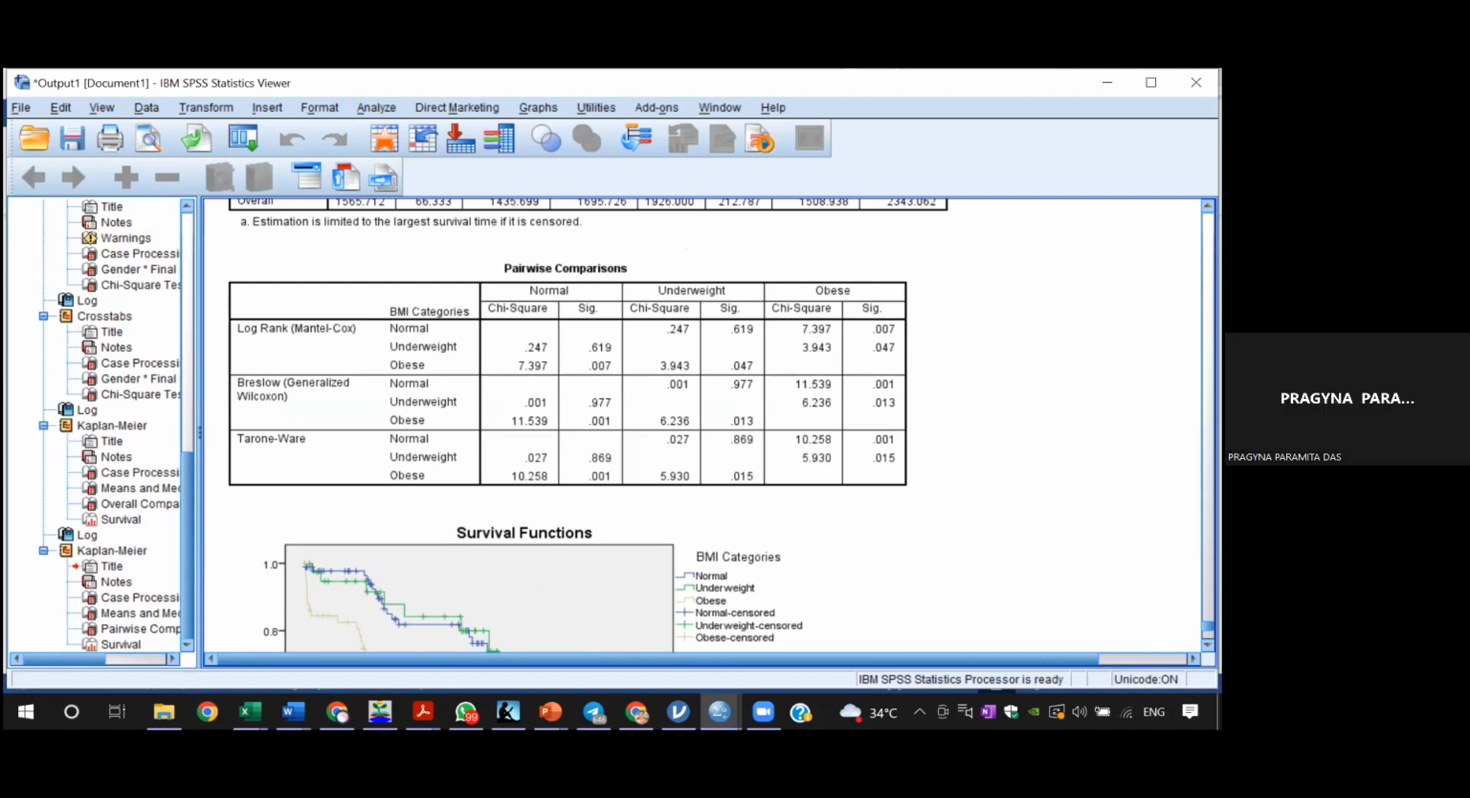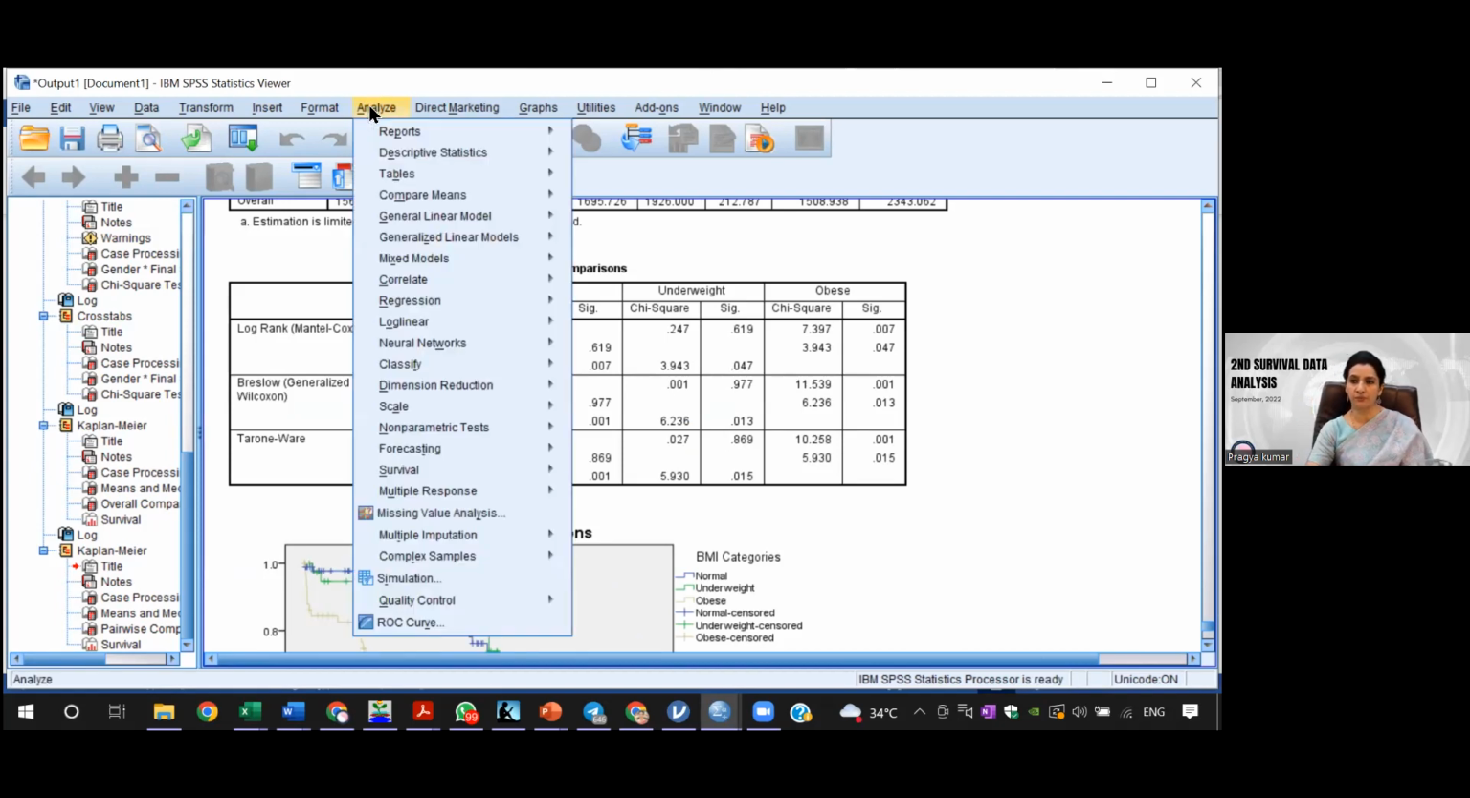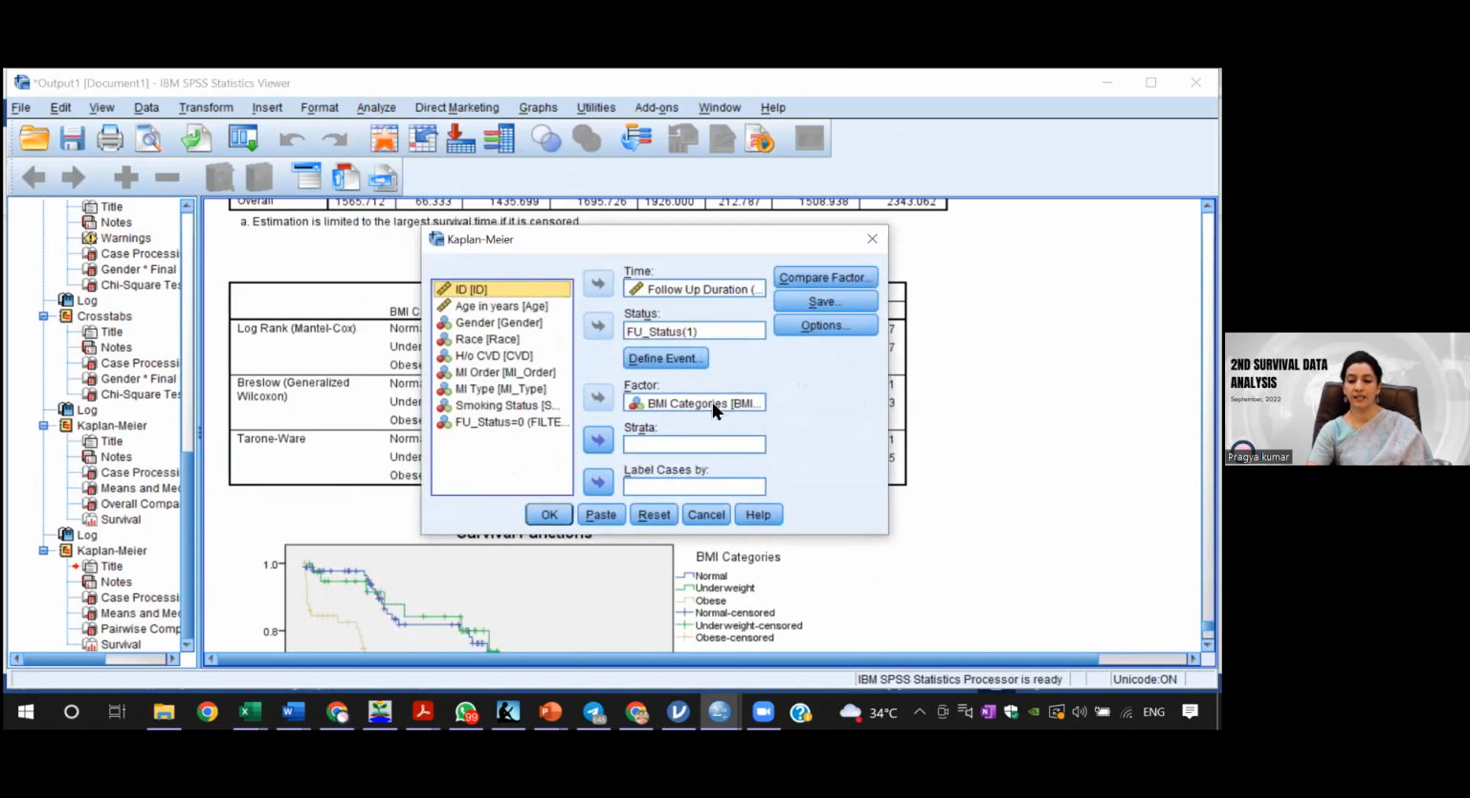How to interpret that case? See, now I'll apply it once. It will only give one value of log rank. I'll show you. So you have to go, in this case, analyze, survival. Like in my case, if I treat the BMI category, underweight, normal, overweight, obese, as ordinal data.